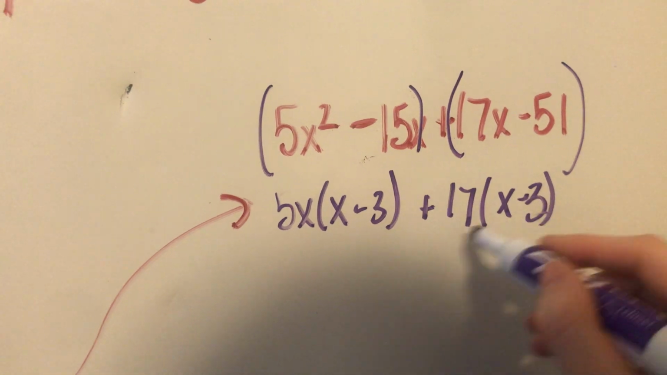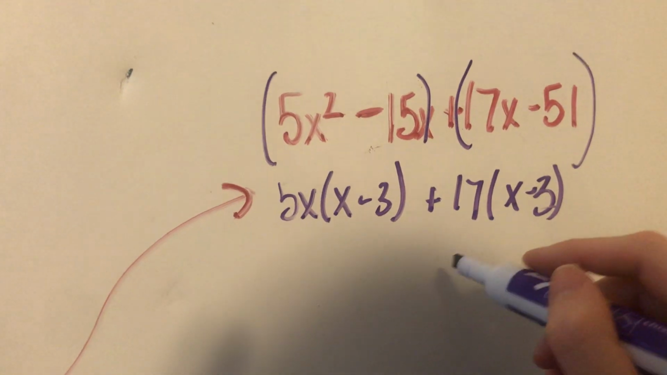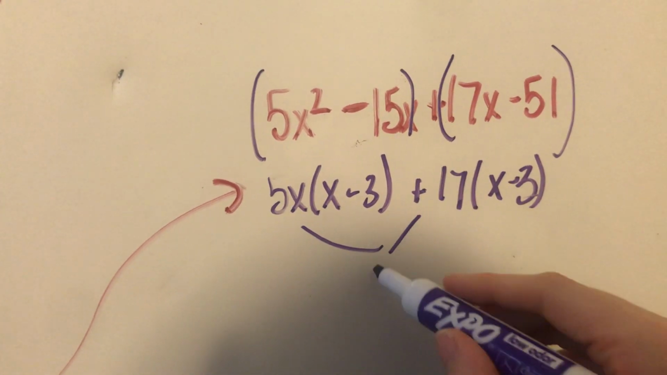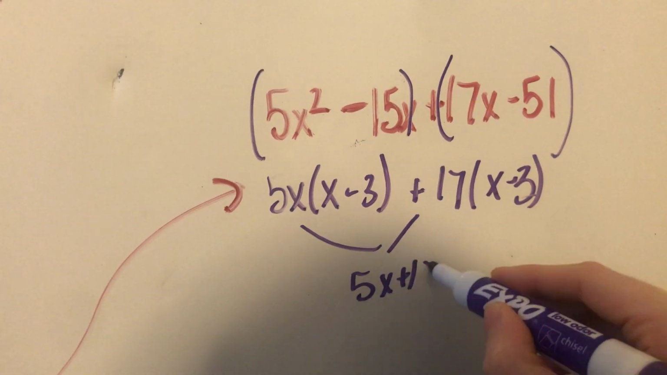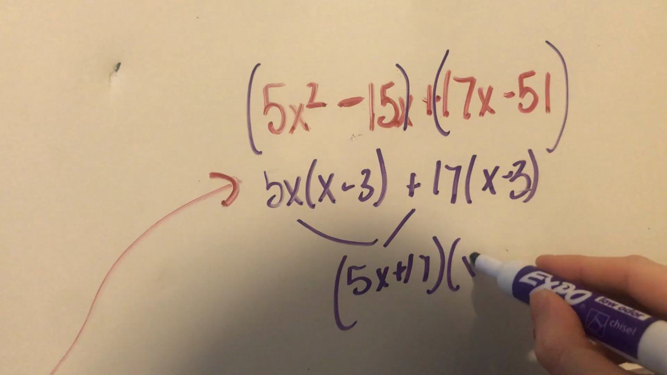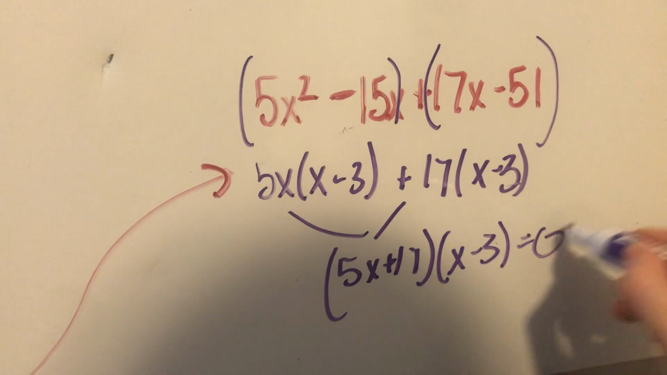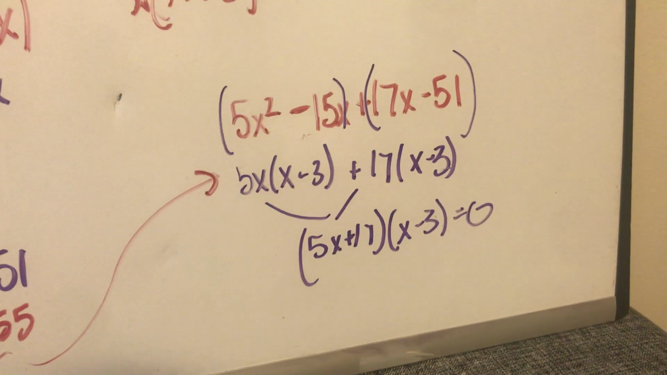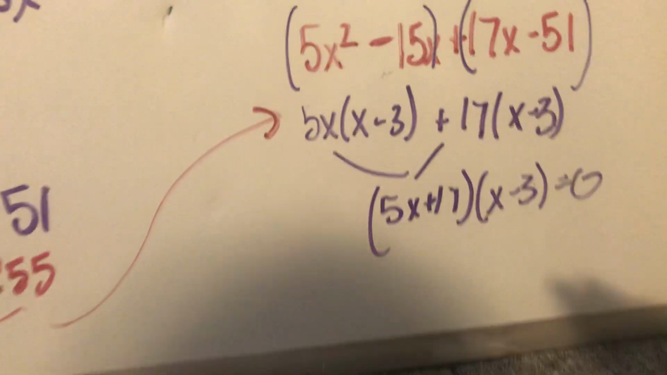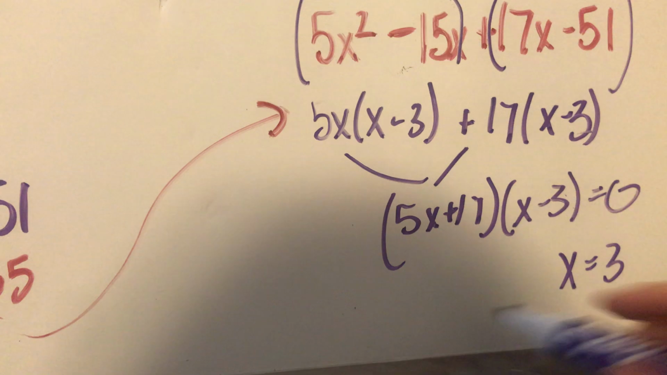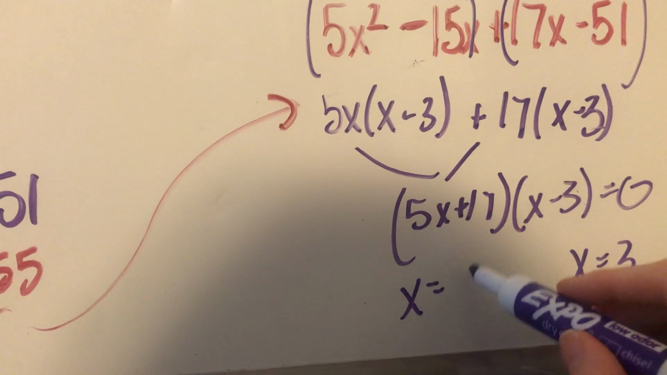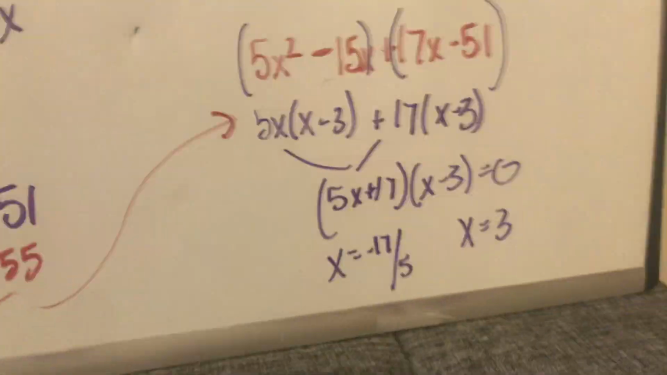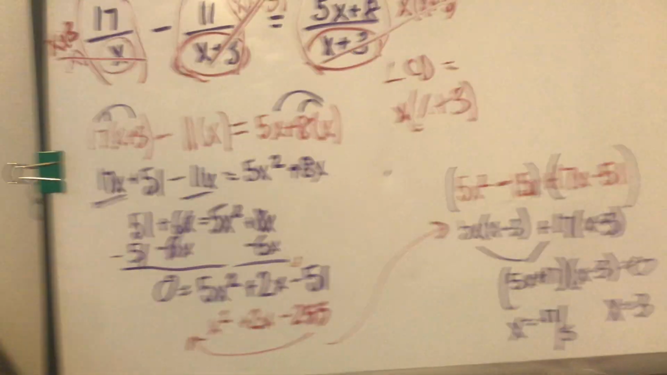Notice these two are identical. That's perfect. You're pulling out a GCF here of x minus 3. That allows you to group 5x plus 17, x minus 3, and solve each of those. Set each of those factors equal to 0. When you finish that, you should get x equals 3, and x equals negative 17 divided by 5. And that's your final answer for this question.